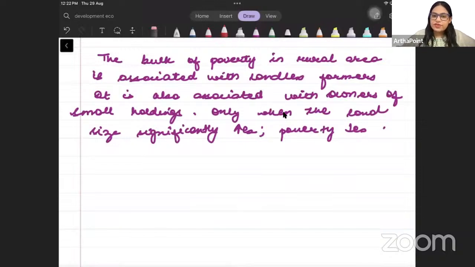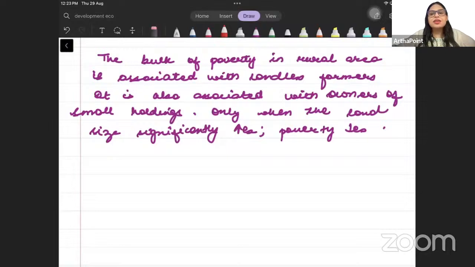So we can go ahead and say that land is an asset. When land holding is increasing, poverty is decreasing. Asset and poverty can be negatively related to each other. As the amount of assets increases, we are talking about the rural area, we can say that there is going to be a decline in the amount of poverty, right?